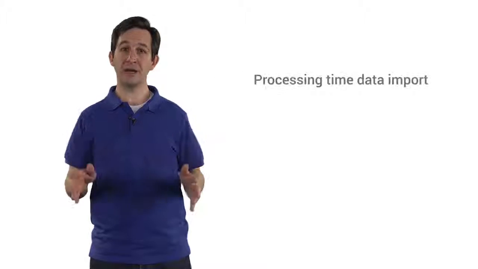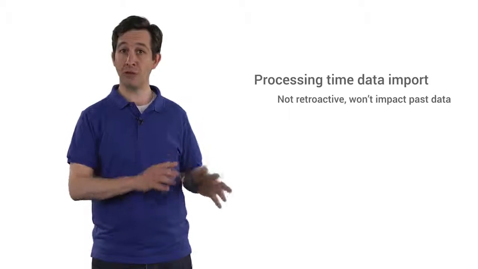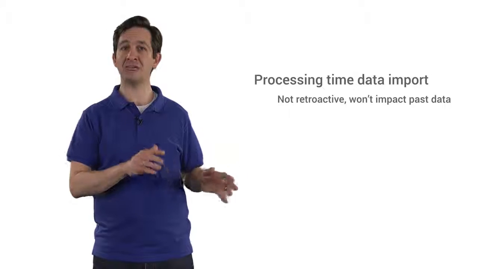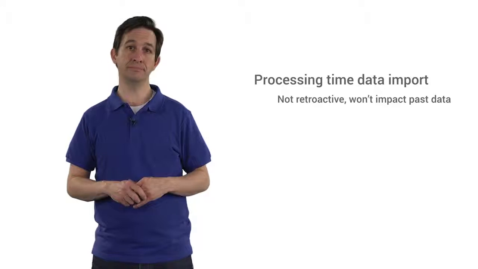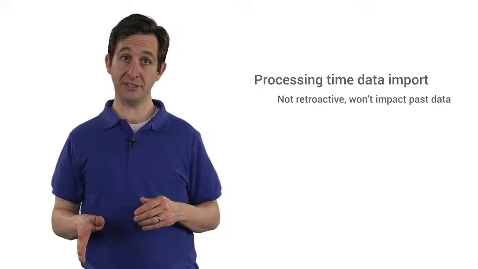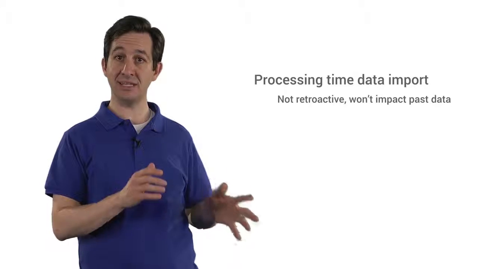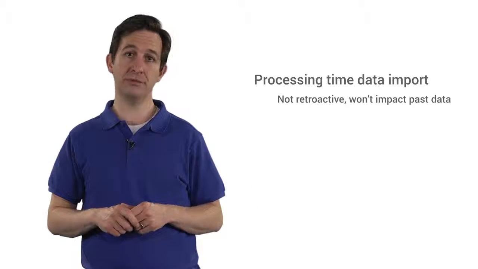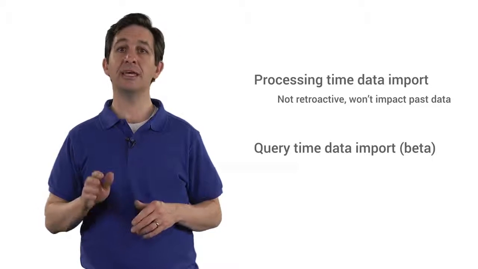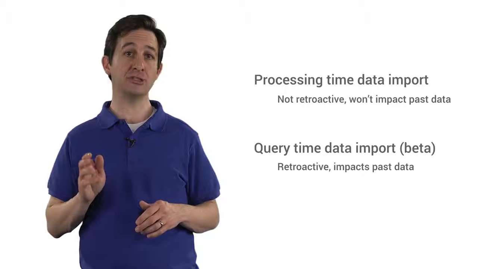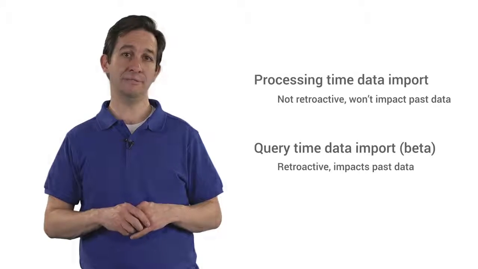This is called processing time data import. Note that it is not retroactive, so it won't impact past data, and is a permanent part of your data once imported. If you are an Analytics 360 customer, you can import data that will be matched to past hits when you query a report. This is called query time data import. It can retroactively affect your data and is not permanent, but be aware that this is still in beta.